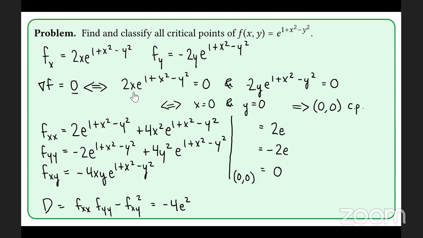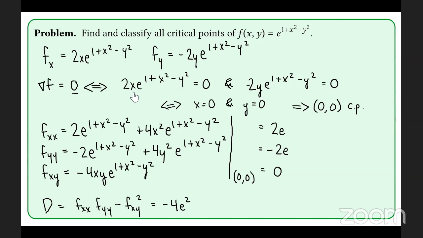So what do you guys think? Yeah, it's a saddle point. So we don't have to do any more work here. The negative case is not inconclusive. This tells us that that's a saddle point. Yeah. So if we have more than one critical point, we just have to determine it for each critical point.